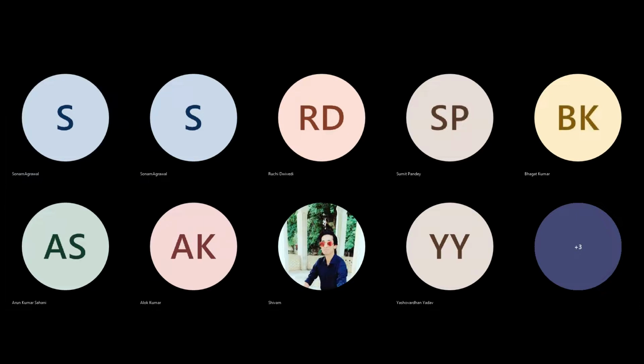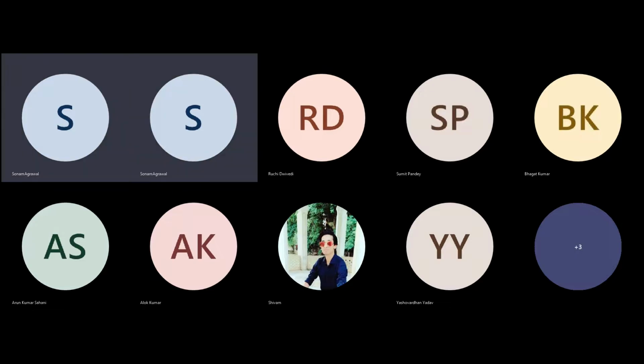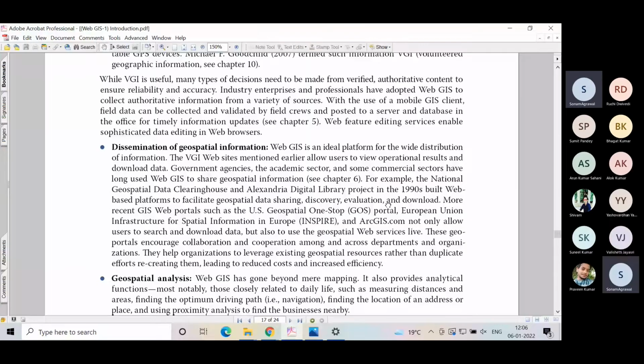Okay, so we have discussed the collection of geospatial information. The next thing is dissemination of geospatial information. WebGIS is very useful in distributing geospatial information. There are so many different examples that you have seen by now. They all involve the distribution of geographic information.